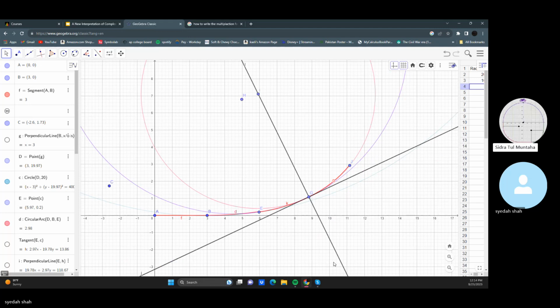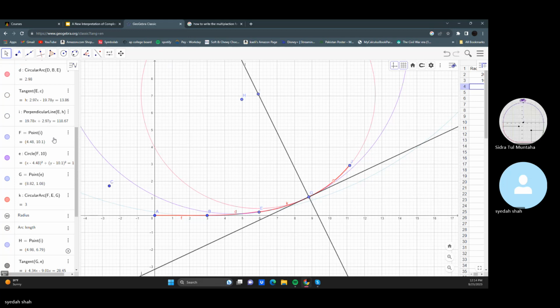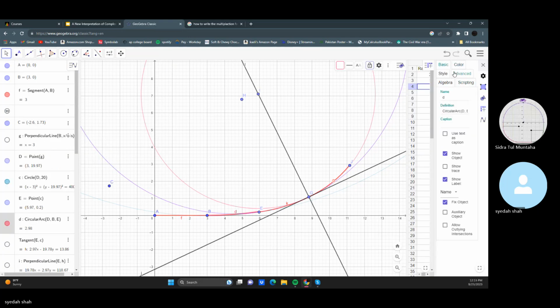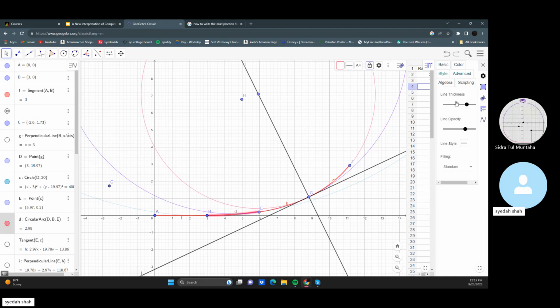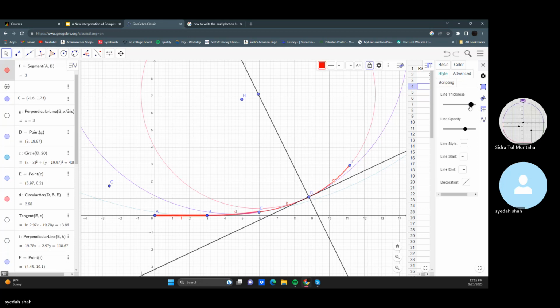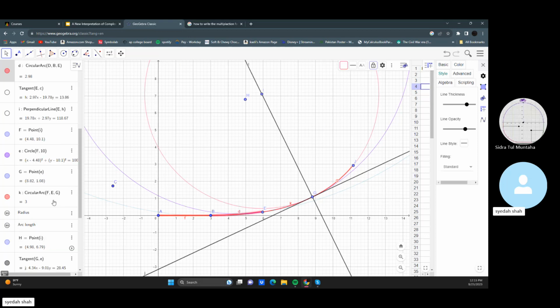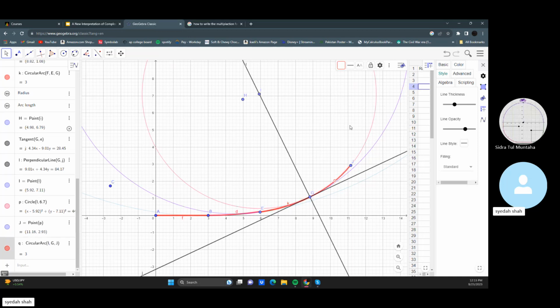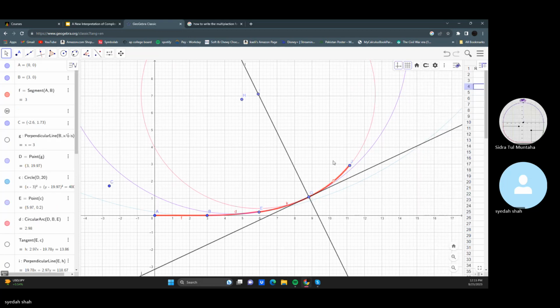Also, all these arc lengths, increase the thickness of all these arc lengths. Now zoom it out a bit.